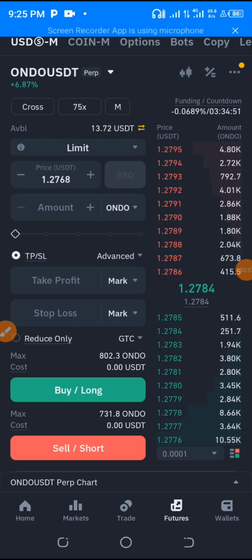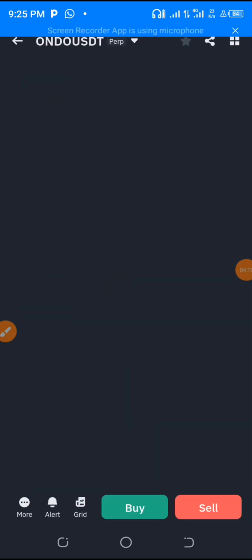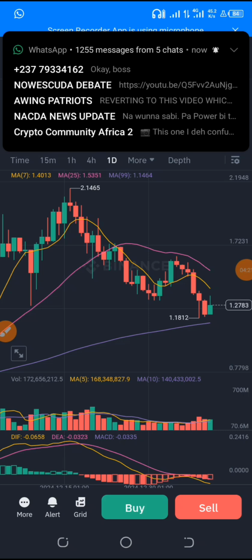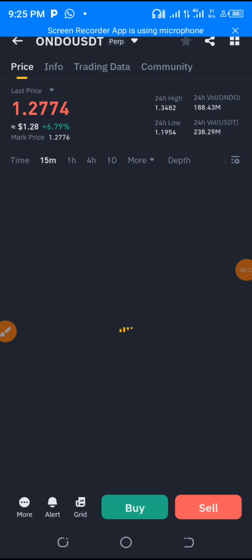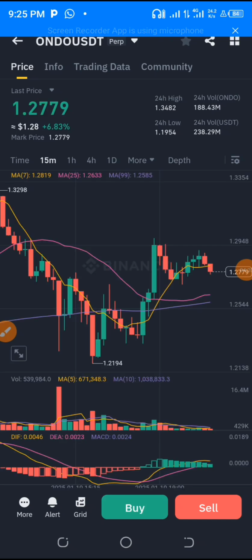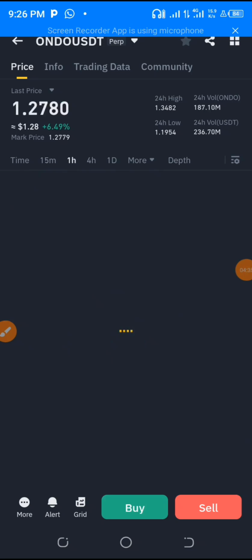Okay, from the signal, our entry was 1.33 something. Now the price is at 1.278. If you are a chart analyst, if you know how to read charts, when you see prices like this, you open the chart and check the different time frames to know the position at which the price is. That is to understand the price action of that particular currency. But we are not here to do technical analysis.